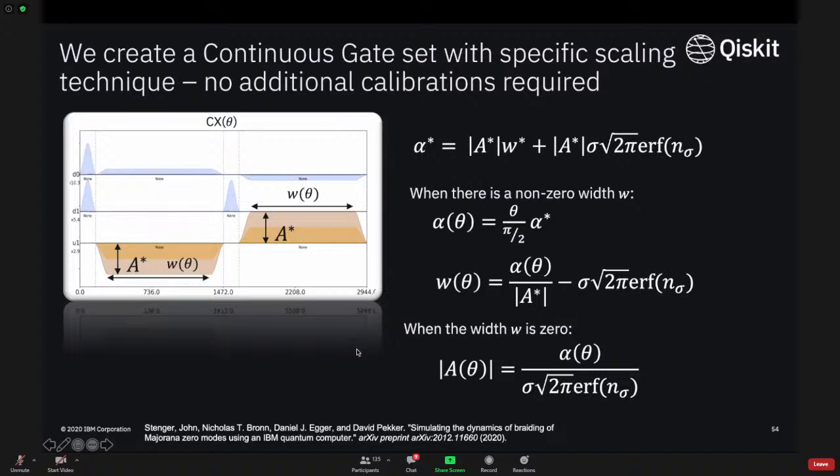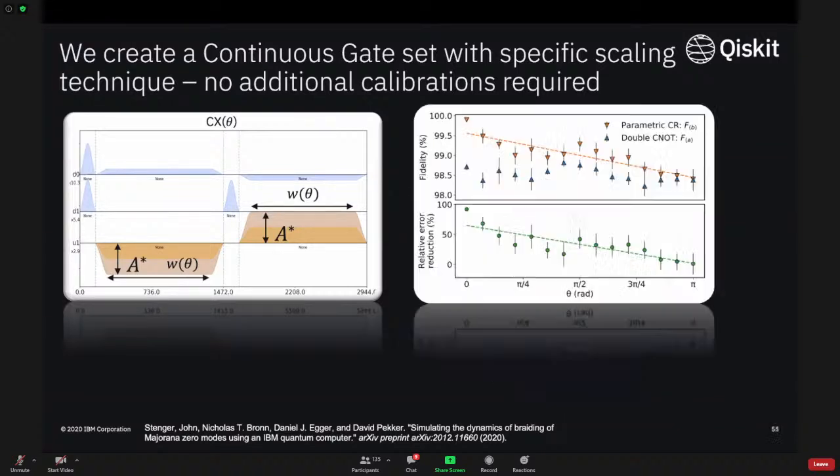keep the rise and fall time sort of fixed simply because, as I mentioned at the start, if you make your pulses too fast, you start to get excitations, and this isn't the ideal thing that we want to have. So to reduce that sort of error, we instead just adjust the amplitude.